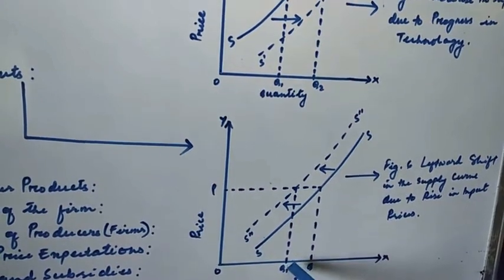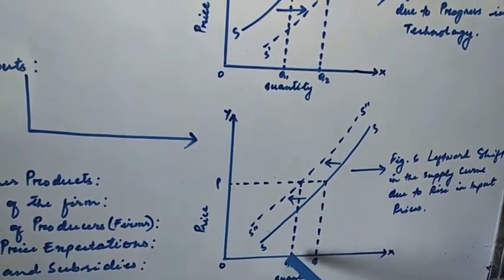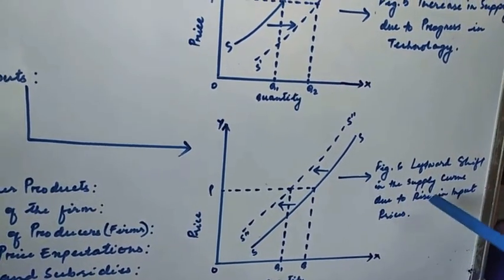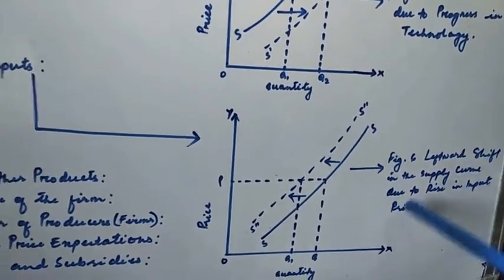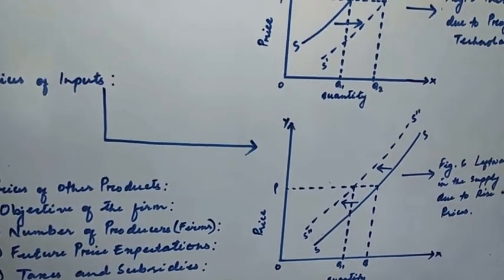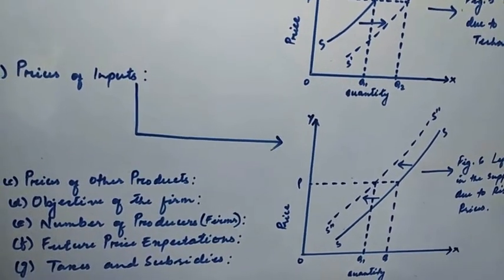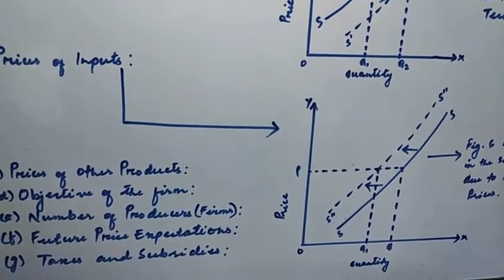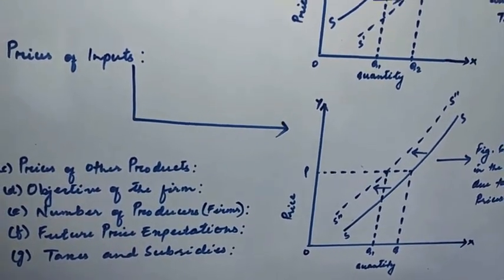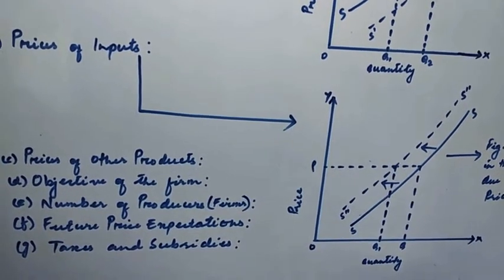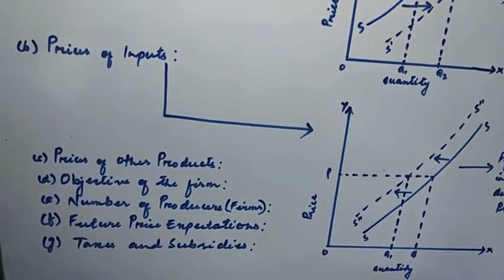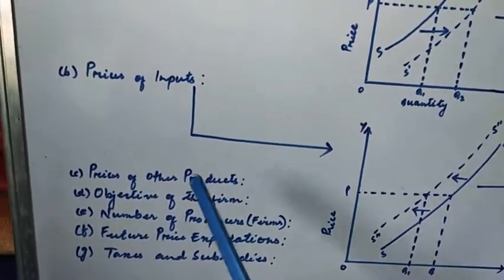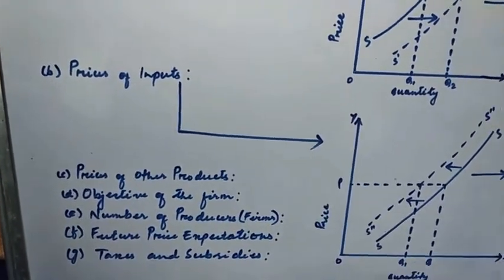So the quantity supplied has reduced because of that leftward shift in the supply curve due to the rise in input prices. A leftward shift of the supply curve indicates that at any given price level, a smaller quantity of the product will be produced and supplied in the market. So that is price of inputs. The next one that we have is price of other products.